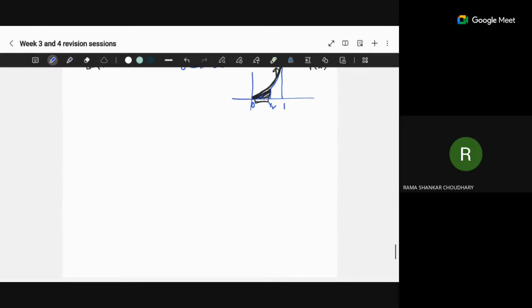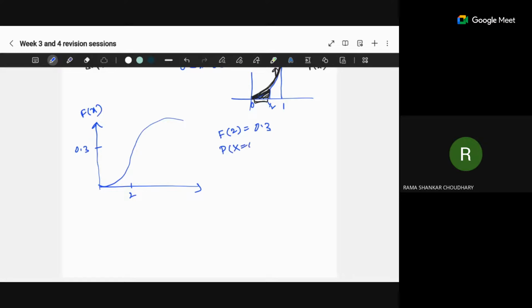This is my graph. What is my x-axis denoting? It is f(x). This is 2, and this is like 0.3, let's suppose. What is the value of f(2)? Just see the graph: 0.3. Can you tell me the probability of x equals 2?